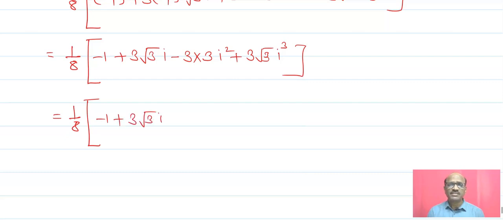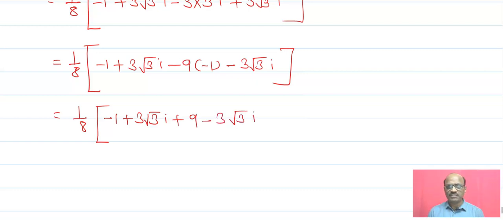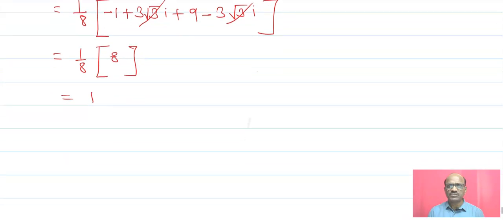Now we will simplify this, that is minus 1 plus 3 root 3i minus 9 in bracket i square means what, minus 1, and again i cube means what, minus i, therefore it is written minus 3 root 3i. Now again that is 1 upon 8 into minus 1 plus 3 root 3i, these two terms get cancelled, minus 1 plus 8, that is 1 by 8 into 8, and that is equal to 1.